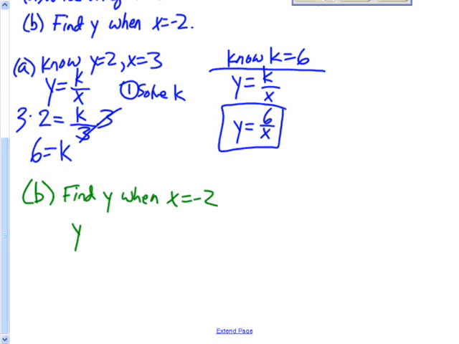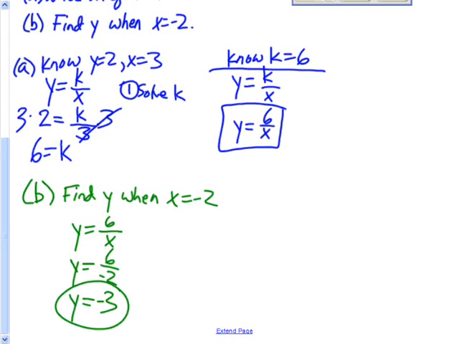I say, well, I already got my inverse variation equation now because I already found my k. Okay, so I write it down. I say, well, my x here they give me is negative 2. Plug that in, 6 over negative 2. Y is negative 3 when my x was negative 2, okay, according to our inverse variation equation.